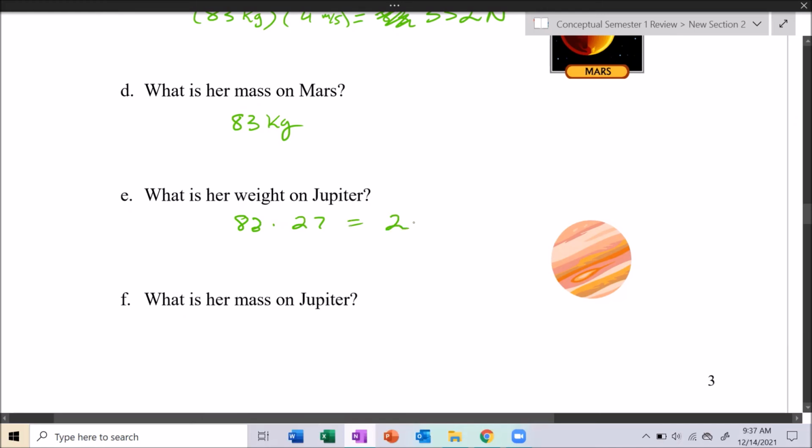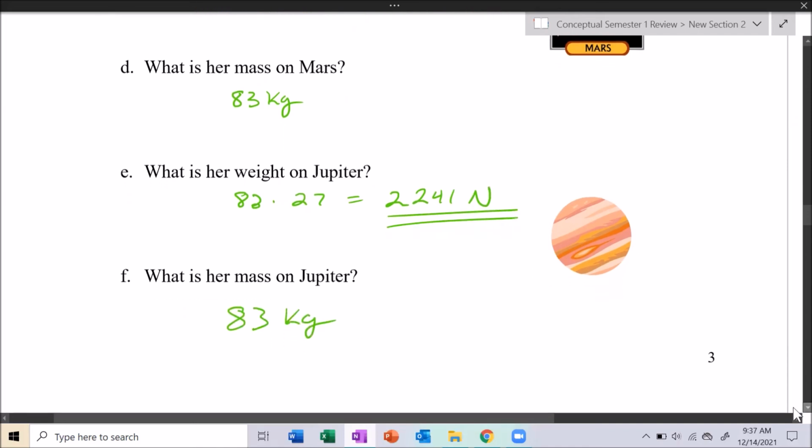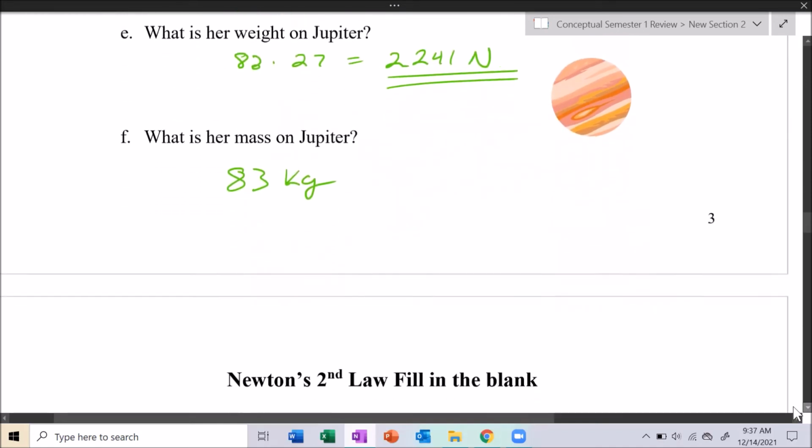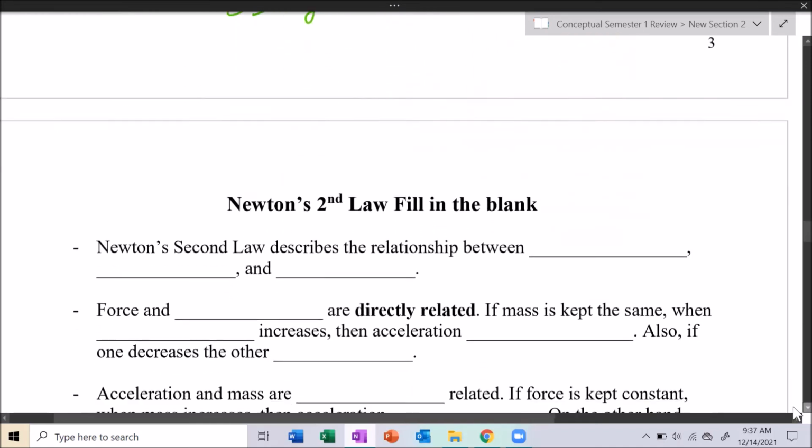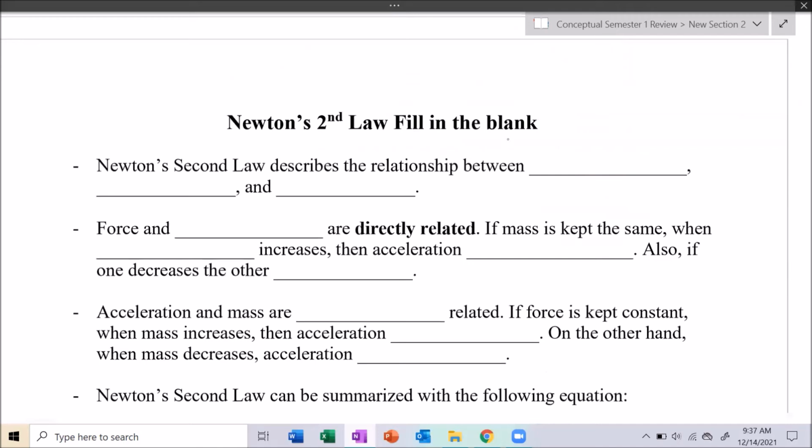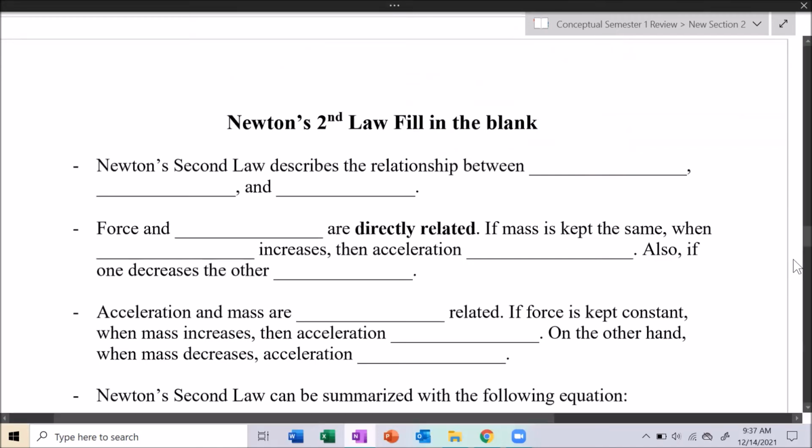So apparently girls also go to Jupiter, and she went to Jupiter with a mass of 83 kilograms. Jupiter's acceleration due to gravity was 27 meters per second squared. So 2,241 newtons was her weight force. Now, obviously, her mass stayed the same.